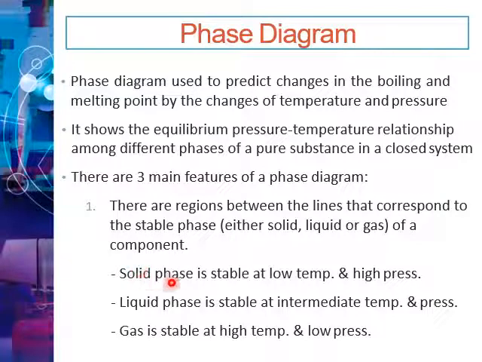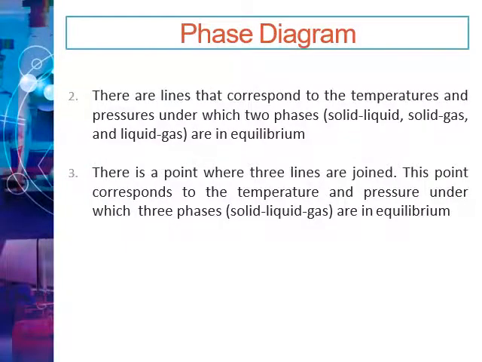Normally, the solid phase is stable at low temperature and high pressure. That's why we look at solid as very stable at low temperature. The liquid phase is normally stable at intermediate temperature and pressure, while gas is normally stable at higher temperature and also low pressure. The phase diagram must contain temperature and pressure under two phases, such as solid-liquid, solid-gas, or liquid-gas, which are in equilibrium. There must be two phases in equilibrium while the other isn't.